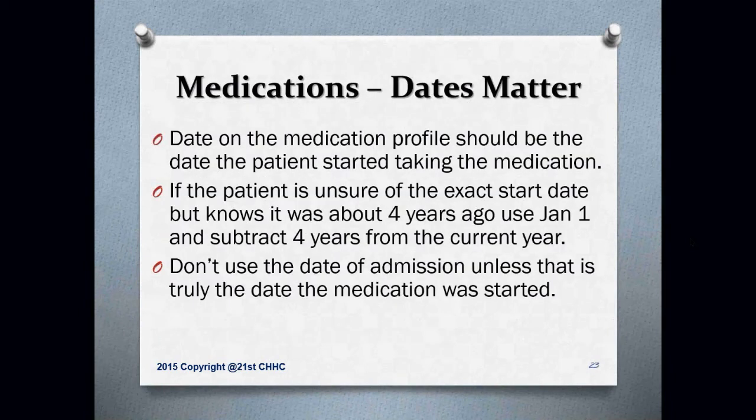As far as dates on the medication profile and then also on the plan of care, again, those dates should be the date that the patient started taking the medicine, not the date of the admission. And we see a lot of dates on there that's the admission date, and that's not correct. If the patient's not sure of the exact date but knows it was somewhere around 4 years ago or so, then you can just use January 1 and subtract. Again, that's going to support you teaching and training any new meds or changed meds. So that's really why the dates are important on the medications.